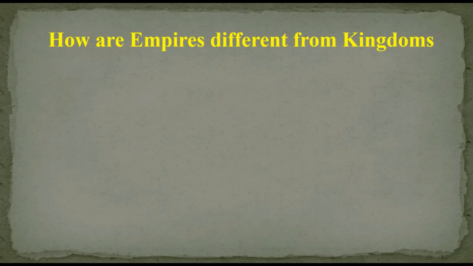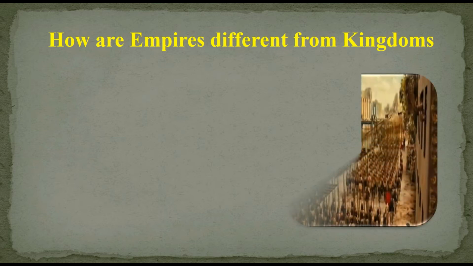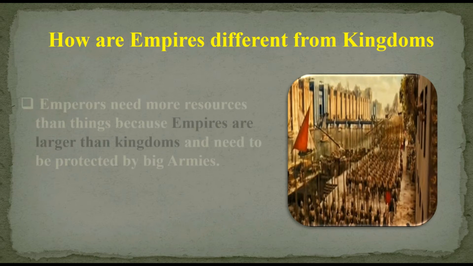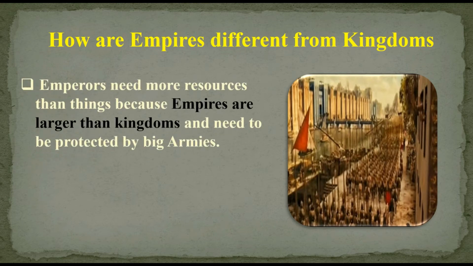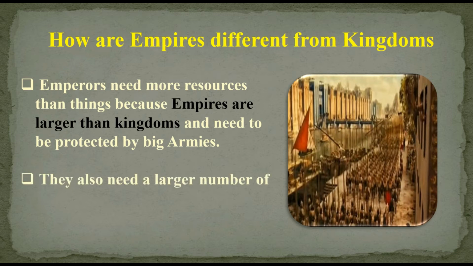How are empires different from kingdoms? Let me see. So, here the empires need more resources than kingdoms because empires are larger than kingdoms and need to be protected by big armies. They are large countries or states. They are called empires. So it is different from the kingdoms. They also need a larger number of officials who collect taxes. Because people are spread out in all the states or countries, not only one person can collect the taxes. So they appoint officials to collect taxes all over the places under their empire.